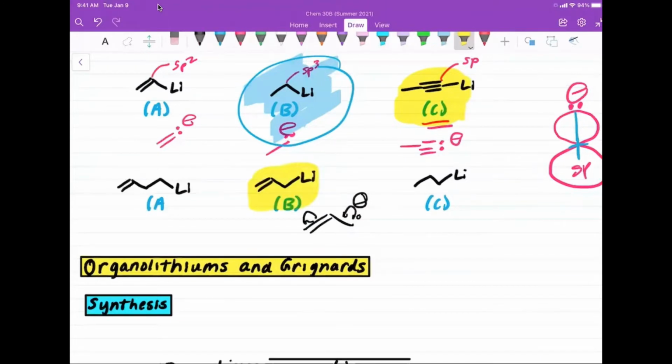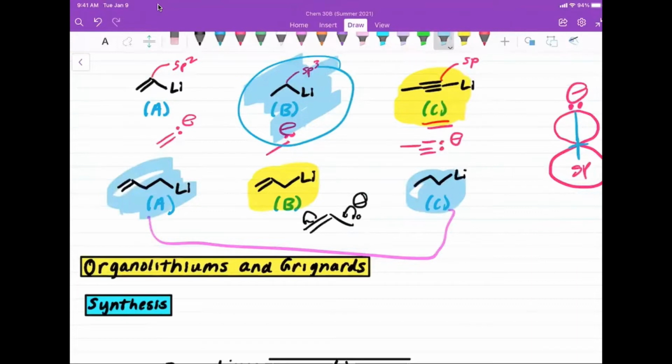And then A and C, neither of these have resonance stabilization one way or the other. And this alkene out here doesn't really do anything significant. So these two would both be most reactive. One might be a little bit more or less reactive than the other, but it's not going to be by a huge amount.